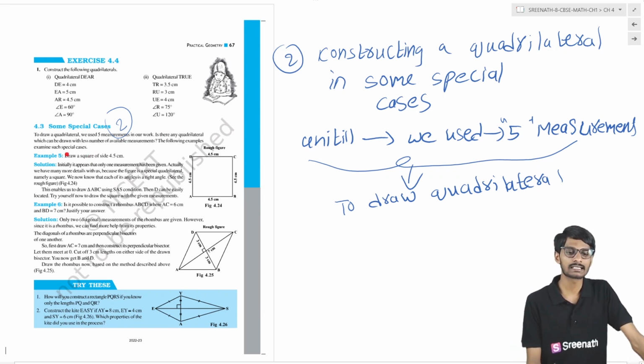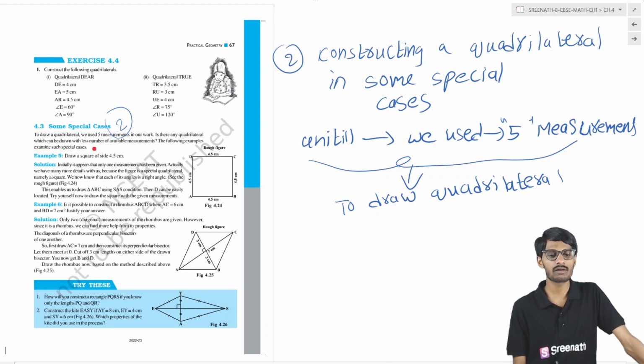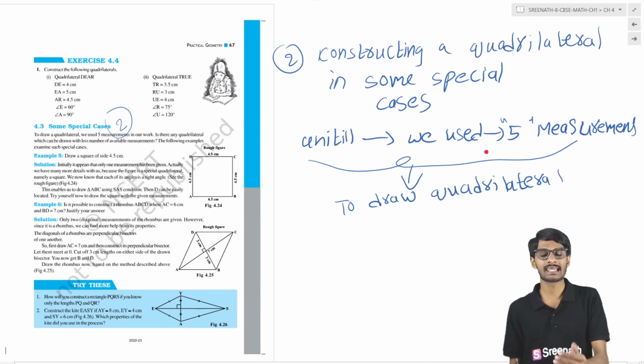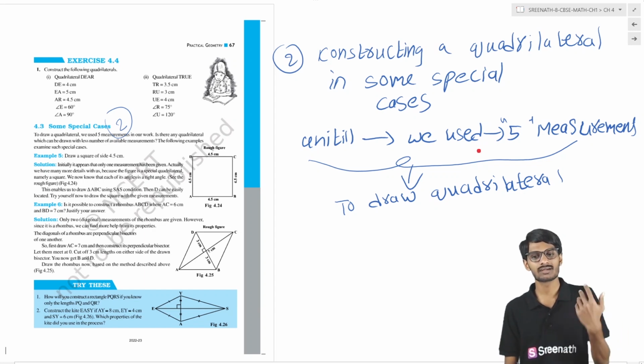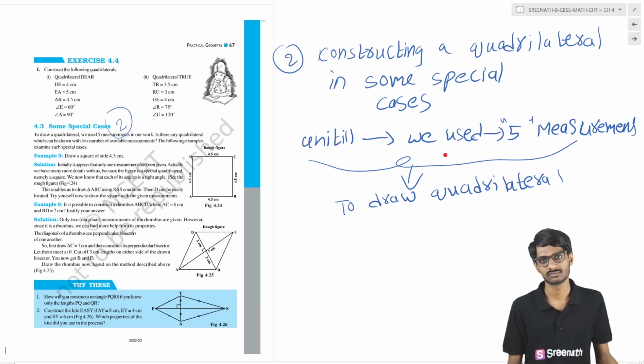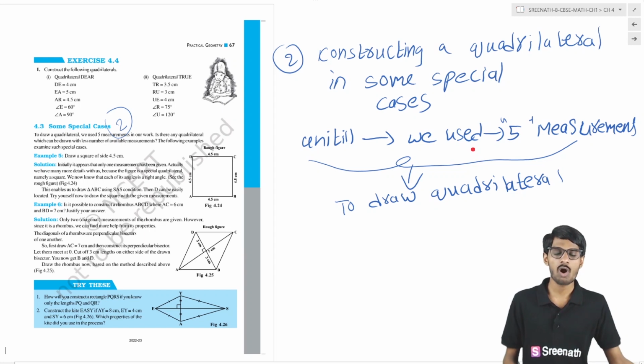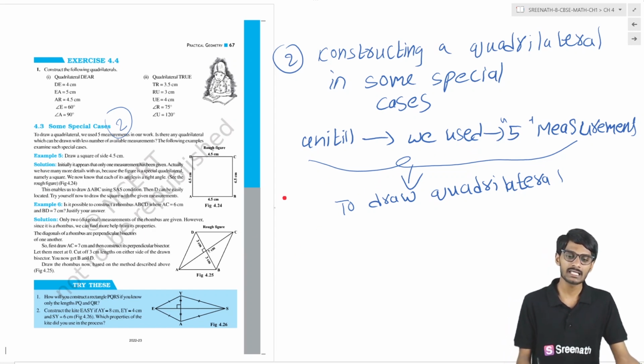So, is there any quadrilateral which can be drawn using fewer than 5 measurements? Yes, that is possible. We can draw a quadrilateral without having these 5 measurements, with fewer than 5 measurements. So how to do it? We are going to learn it.